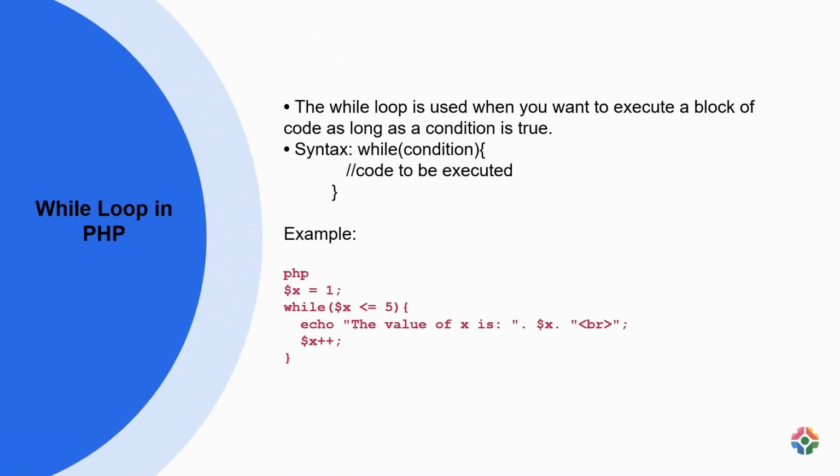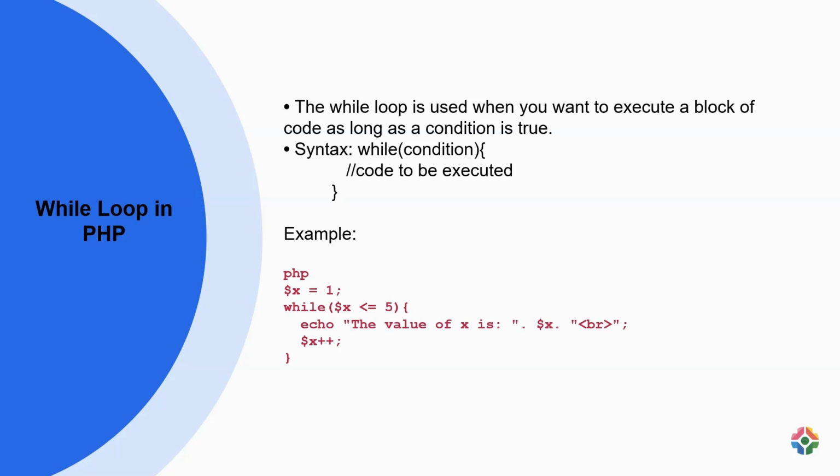A while loop is utilized in programming to repetitively execute a block of code as long as a specified condition remains true. The syntax for a while loop is while (condition) { code to be executed }. For example, in the provided PHP code snippet, a while loop is implemented to iterate and display the value of variable x while it is less than or equal to 5.